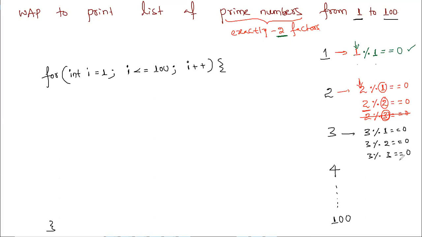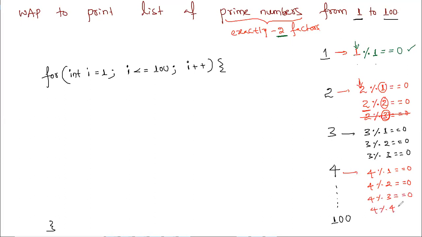Then do we need to check 3 with 4? Again, it's also not required because it starts from 1 and ends with the number itself. Similarly for 4, we have to check with 1, and then 4 with 2, and then 4 with 3, and also 4 with 4 as well.